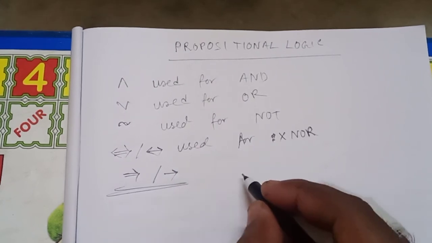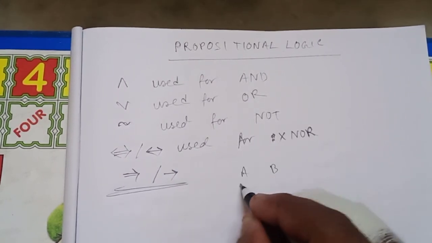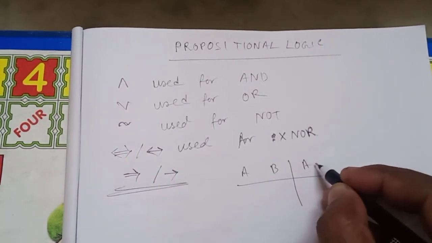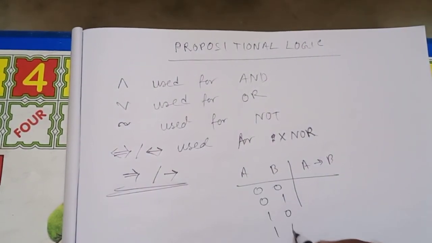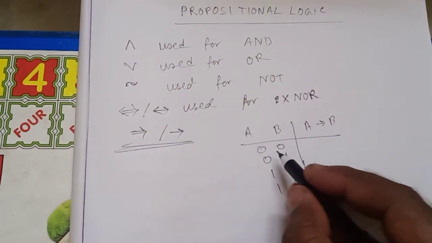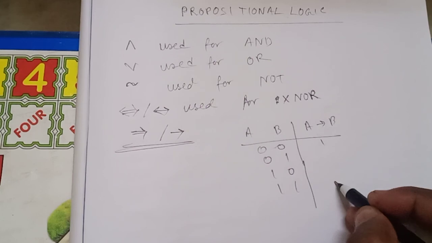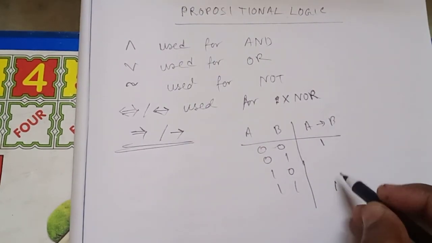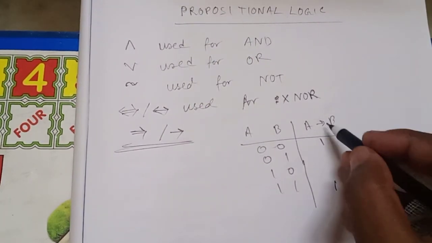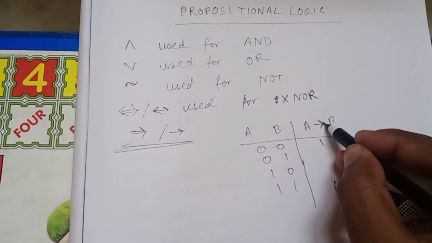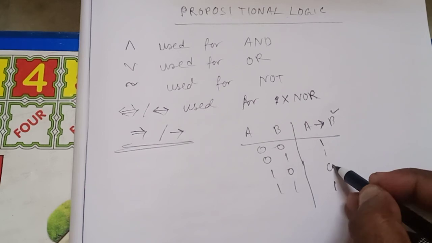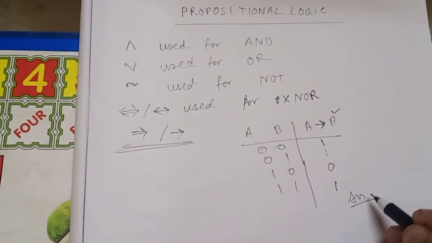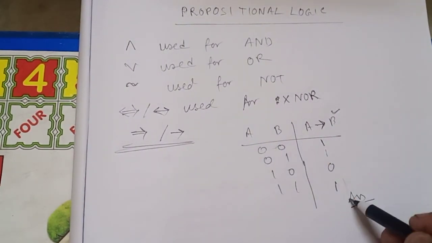So the meaning is, suppose A and B are present in your output, A arrow B: 0 0, 0 1, 1 0, 1 1, this is the case. When both are the same, we write 1. But if you are using A arrow B, this time you are moving to B, so you write the value of B. This is the answer. So A arrow B shows this type of output.